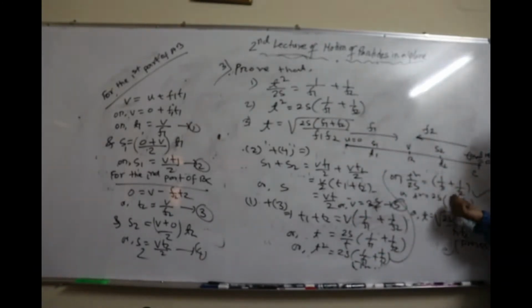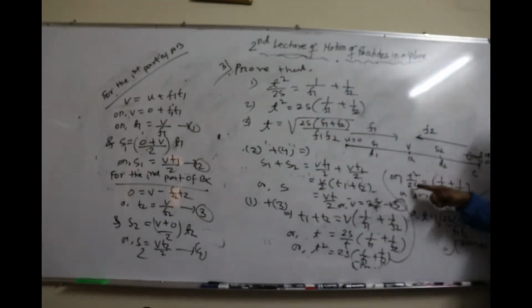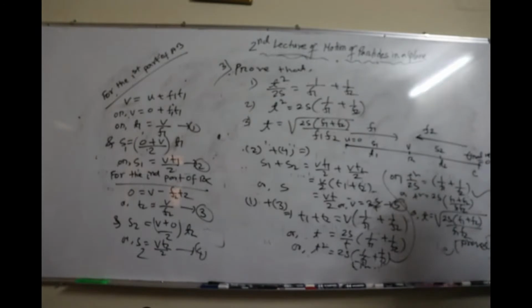Let's see the proof of number one. How can you solve it? Dividing both sides by 2S, you will get T square by 2S equals 1 by F1 plus 1 by F2. Taking the same here, F1 F2, then we get F1 plus F2, then taking the square root on both sides, you'll get the result. If you have any confusion, please let me know, then I want to start the session. Clear, my dear student?